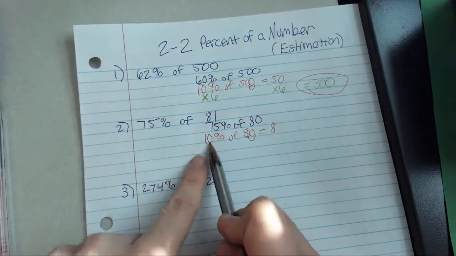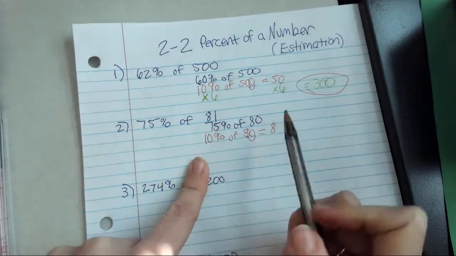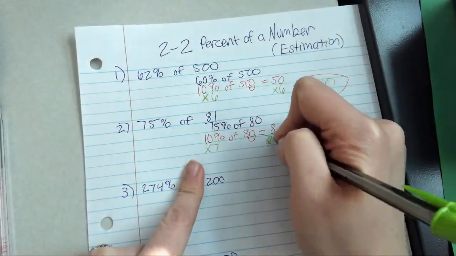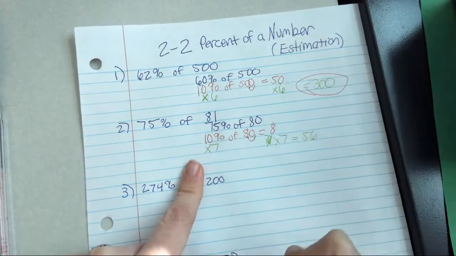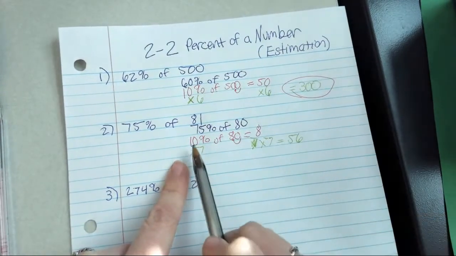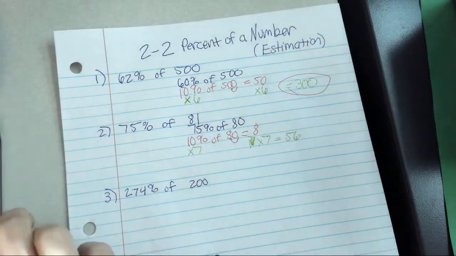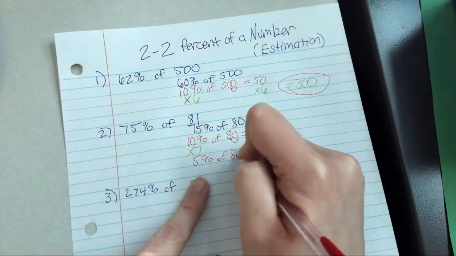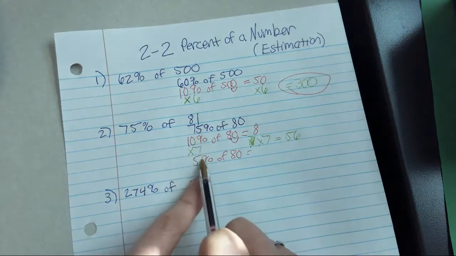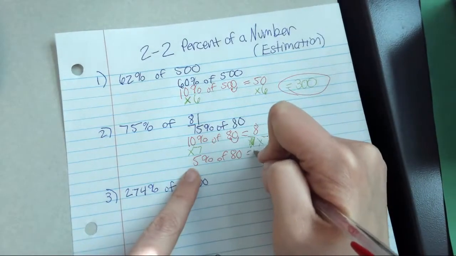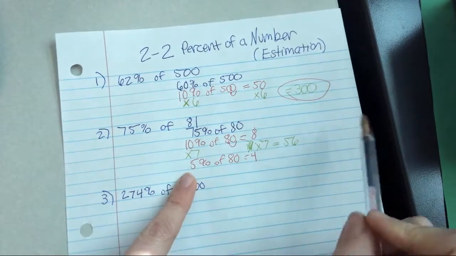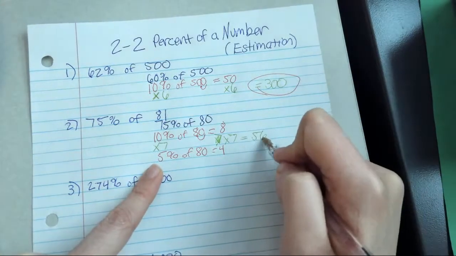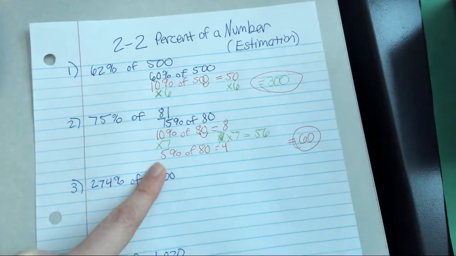Now, I can't multiply exactly by a whole number to get 75, but I could go times 7. Oops. And that would give me 56. Now, that gives me 70, but I want 75. If I know that 10% of 80 is 8, well then half of that, 5%, would have to be, half of that, 4. So in this case, that's 70%, but I want 75%, so add that back on. So 56 plus 4, that gives me 60 as my final answer.